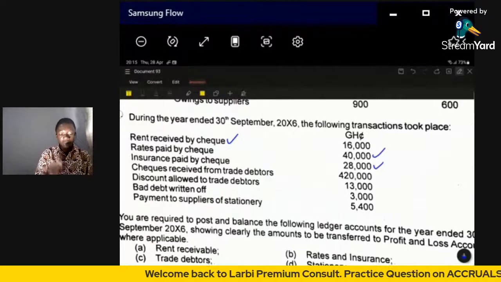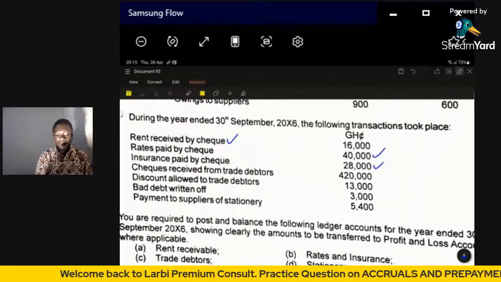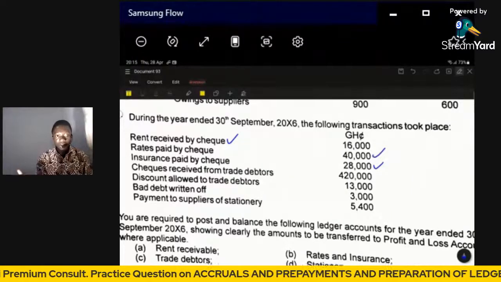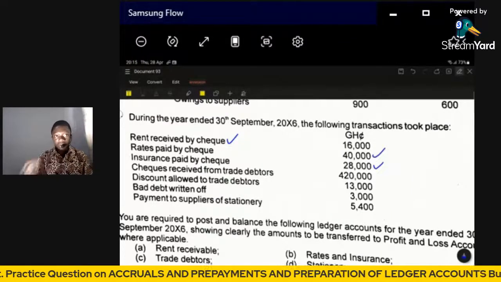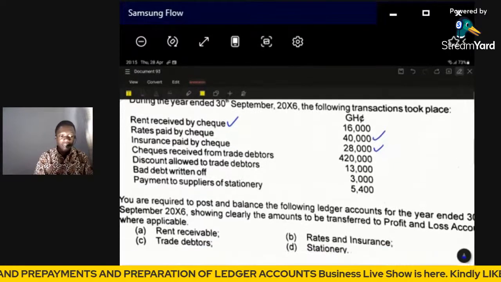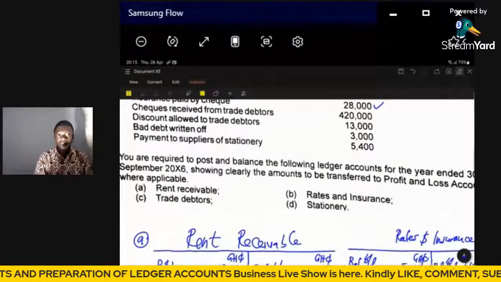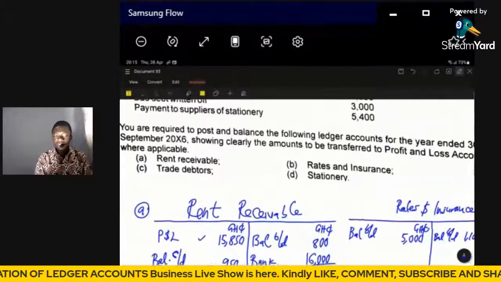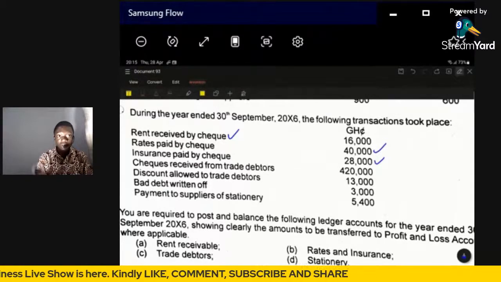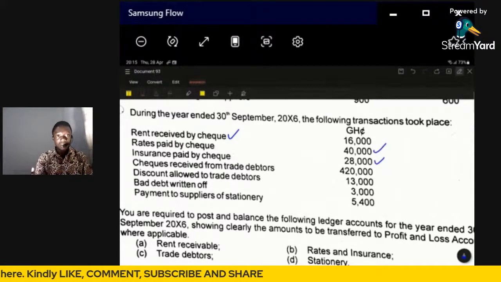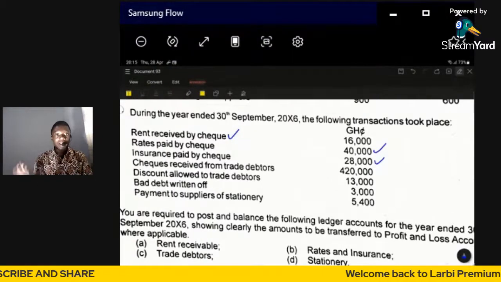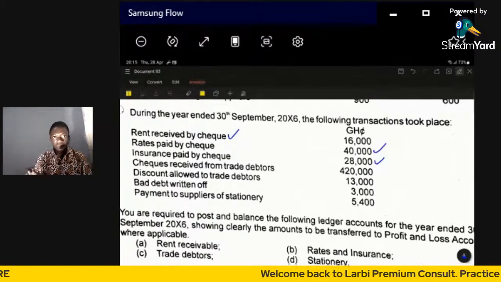So straight away, you're going to record it. These were the amounts paid by Padisco Limited for rate and insurance. So it's an expense. We said all expenses have a debit balance. So we're going to record this at the debit side of the rate and insurance account. But what means did we use to pay this expense? It was through a check. So you're going to record it as bank, because once we issue a check, it means that we are using our bank account to make the payment. I hope that is clear.